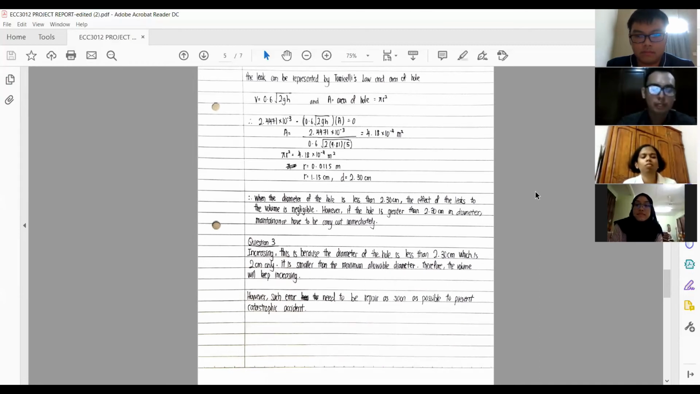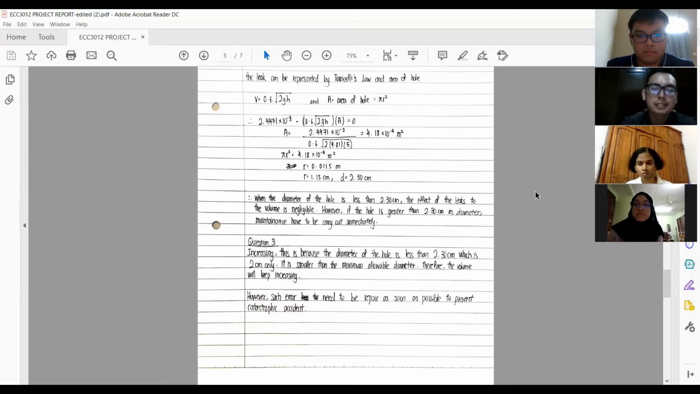Okay, for my part, the question is whether the volume inside the tank is increasing or decreasing when the process is still going, which is leaking. Based on the calculation by Wafa, we can say that the volume inside the tank will increase. Why? This is because the diameter of the hole is less than 2.30 cm, which is 2 cm only.